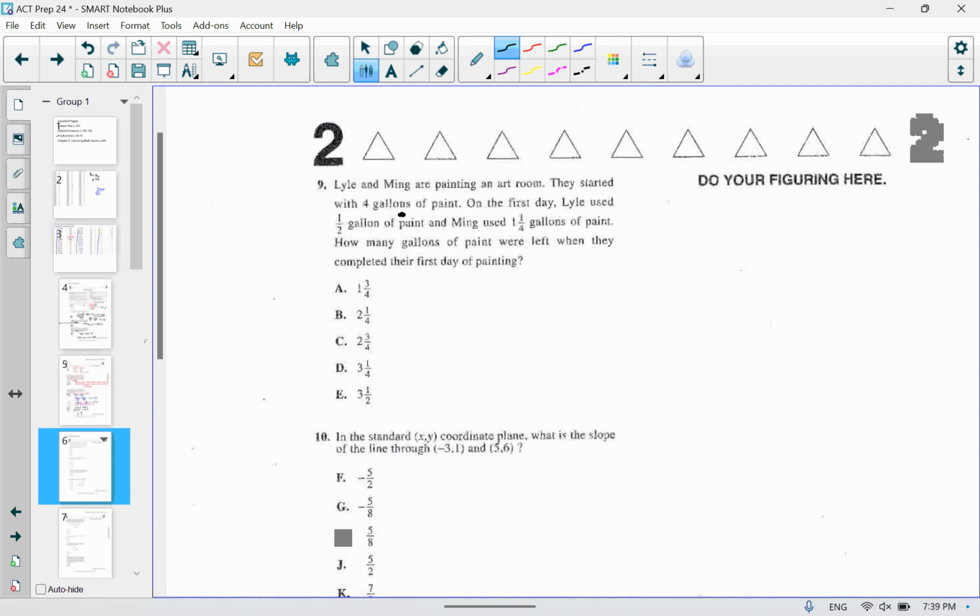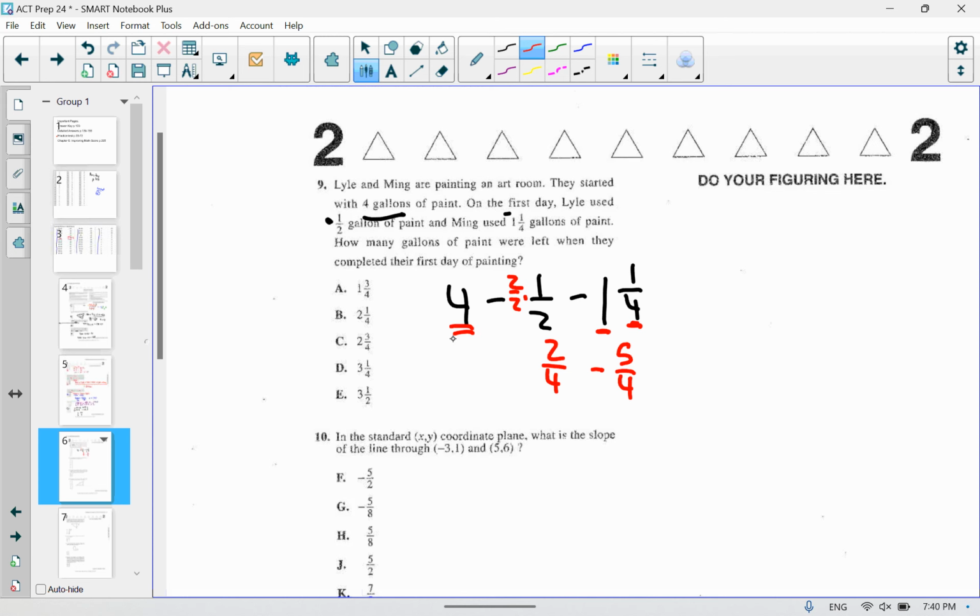They have 4 total gallons of paint. Lyle used half a gallon, Ming used that much. How much do they have left? Simple subtraction. So 4 minus a half minus 1 and 1/4. So this one's in fourths. If I have 1 full, that'd be 4/4 plus the 1/4 gives me 5/4 total. I might as well get the same denominator, 1/2. I can multiply that by 2 over 2 to get 2/4.